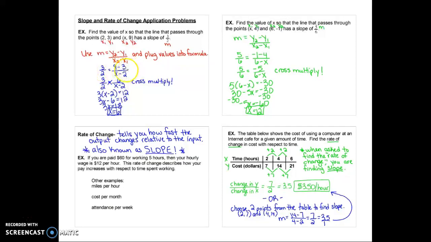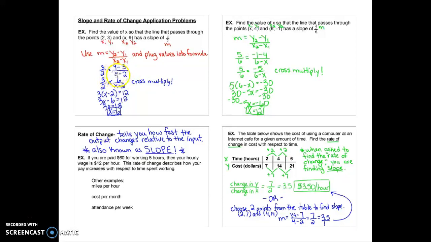Now my denominator, when I subtract my x values, my x2 is what I'm solving for. I don't know that number. So that's just simply going to be x. Then minus your x1 value, which was a 2. Okay, so I have 3/2, which is my slope, equals (9 minus 3) over (x minus 2). Okay, so my goal is to solve for x.